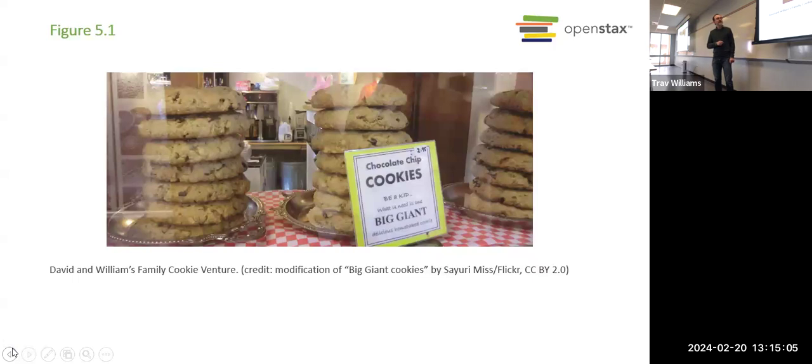What do you think? These cookies, would their costs have been tracked using job order costing or process costing? Process. How many people say process costing? Right. How many people say job order costing? Okay. Good for you, Jan. You stood out and you were different.